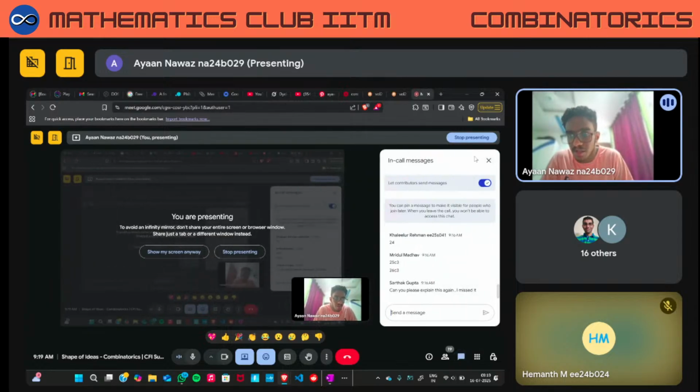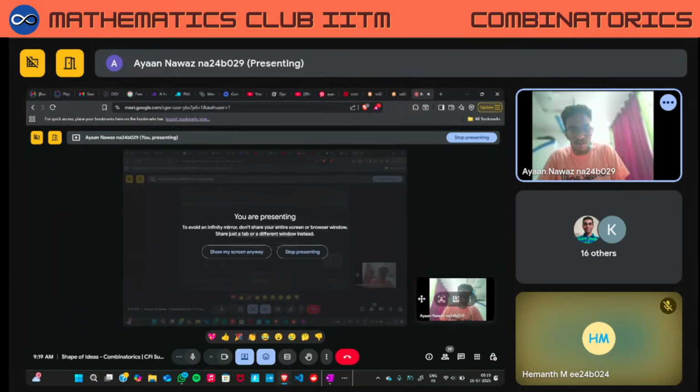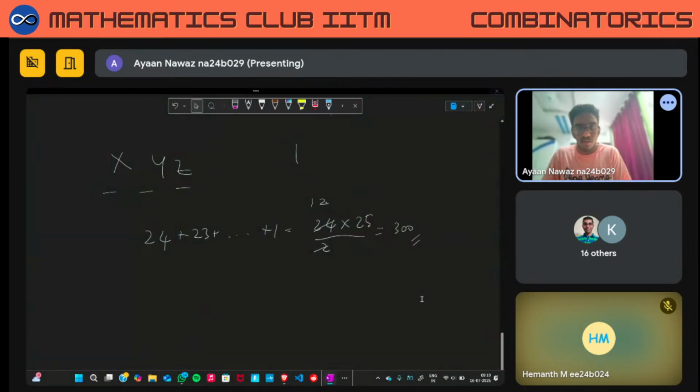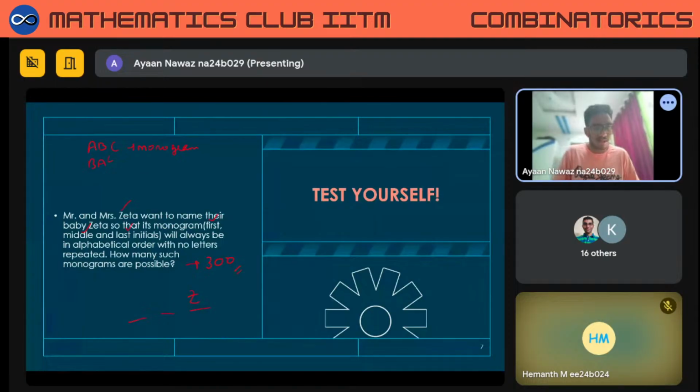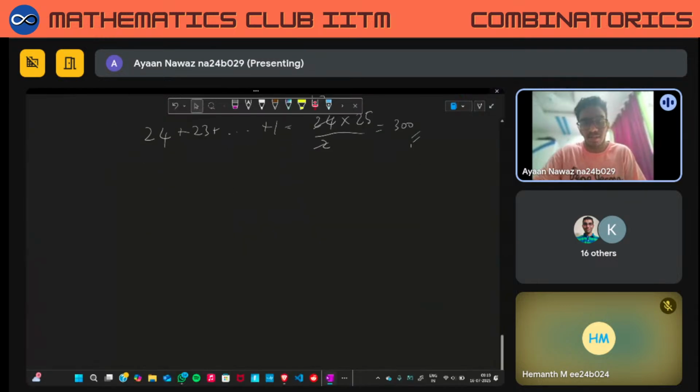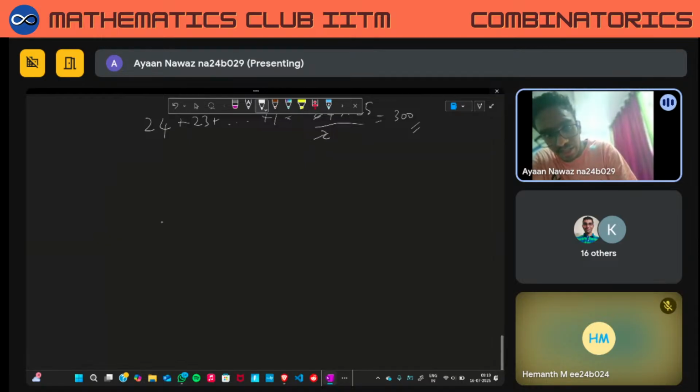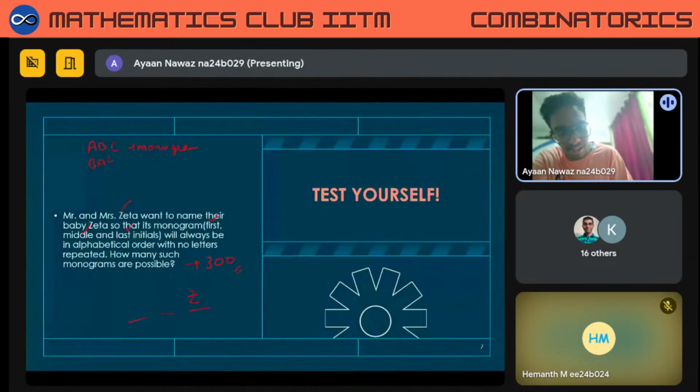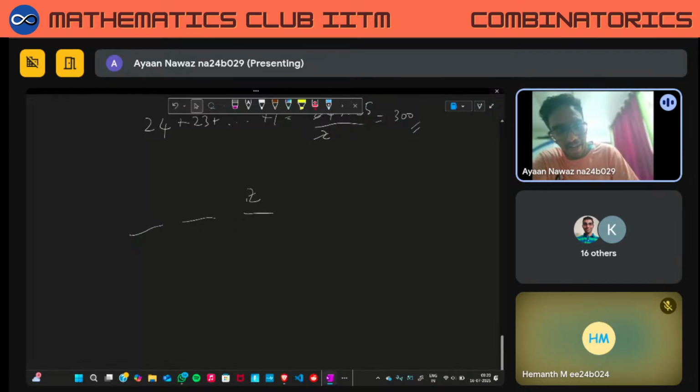Okay, you want me to explain this again? So the question was, Mr. and Mrs. Zeta want to name their baby Zeta so that its monogram will always be in alphabetical order. That means the first, second, and last initials will be in alphabetical order. The last is Z, because the last letter of the name Zeta is Z. And now for the first case, we'll take the first letter to be A.